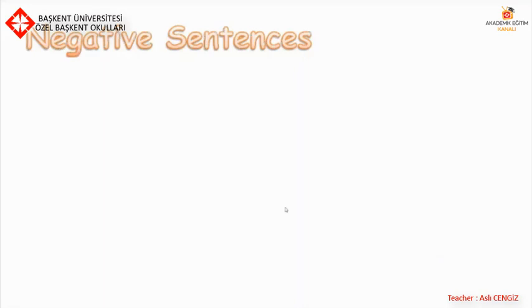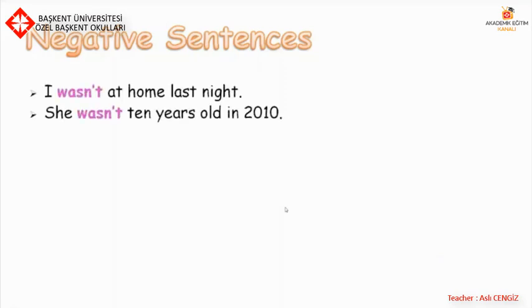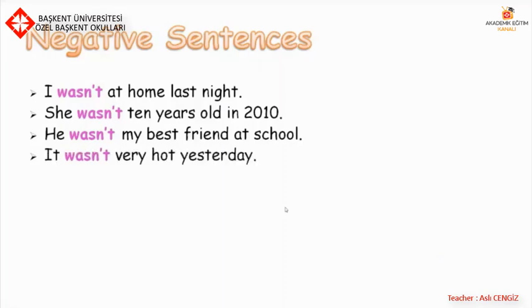Now let's see how we can make negative sentences with was and were. I wasn't at home last night. She wasn't 10 years old in 2010. He wasn't my best friend at school. It wasn't very hot yesterday.